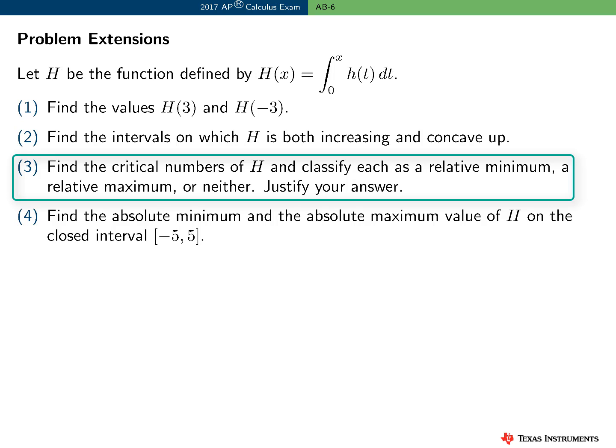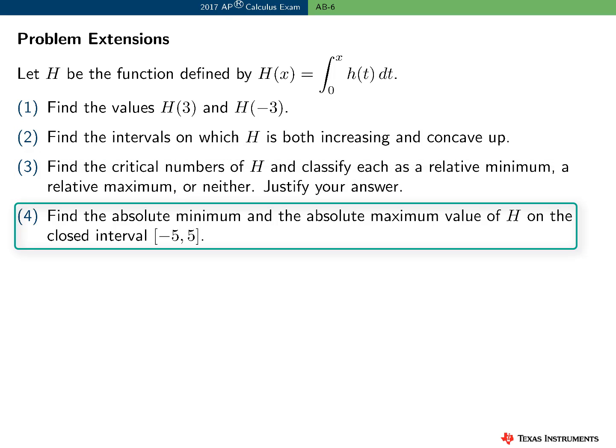Find the critical numbers of H and classify each as a relative minimum, a relative maximum, or neither, and justify your answer. And finally, find the absolute minimum and the absolute maximum value of H on the closed interval -5 to 5.